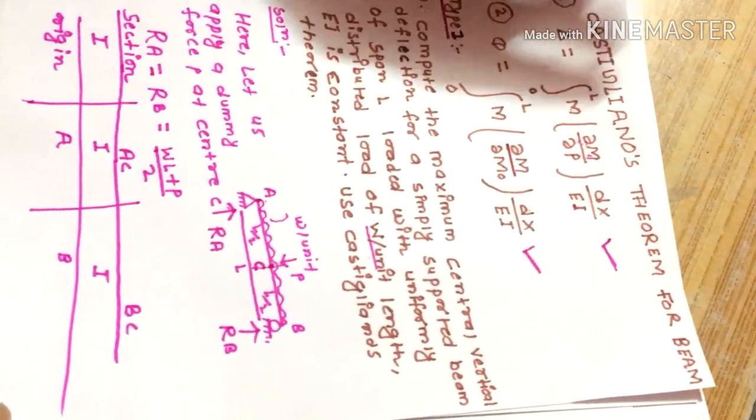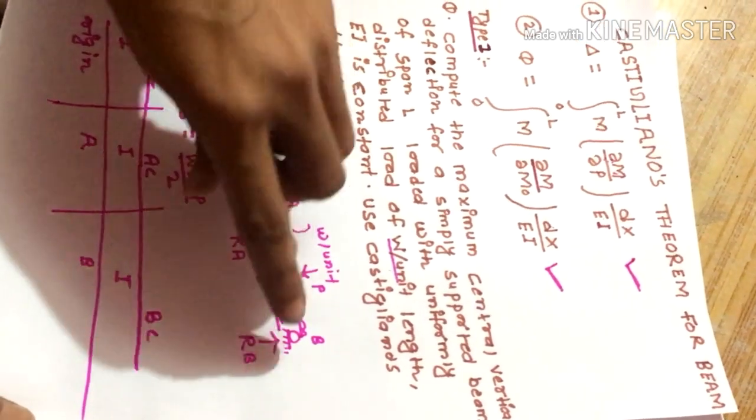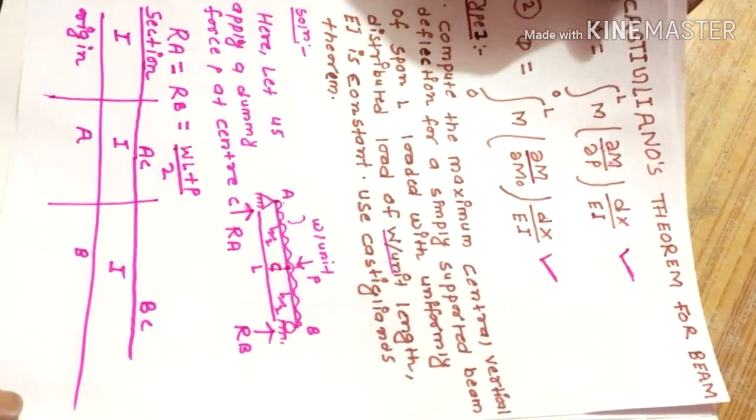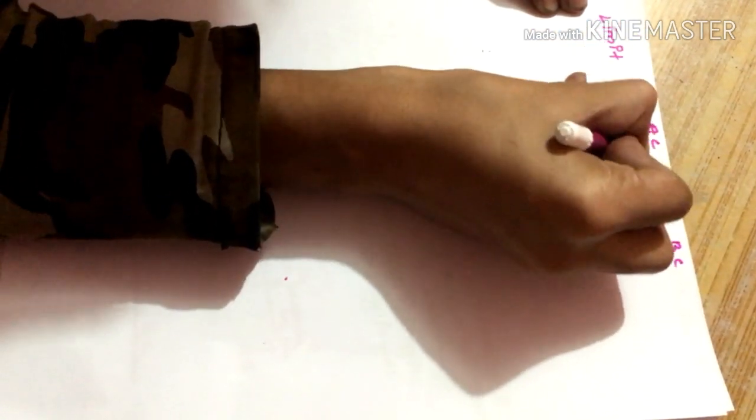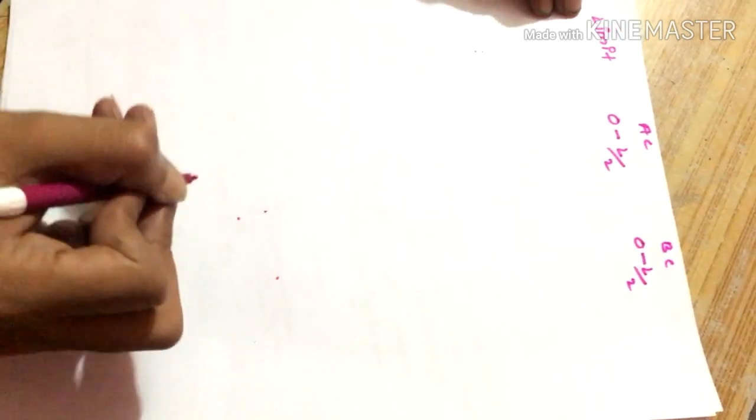Next, what we have to take is the limit. In the figure we can see the limit is 0 to L by 2. From B also the limit is 0 to L by 2. So let us take the limit from 0 to L by 2 for AC, and 0 to L by 2 for BC.